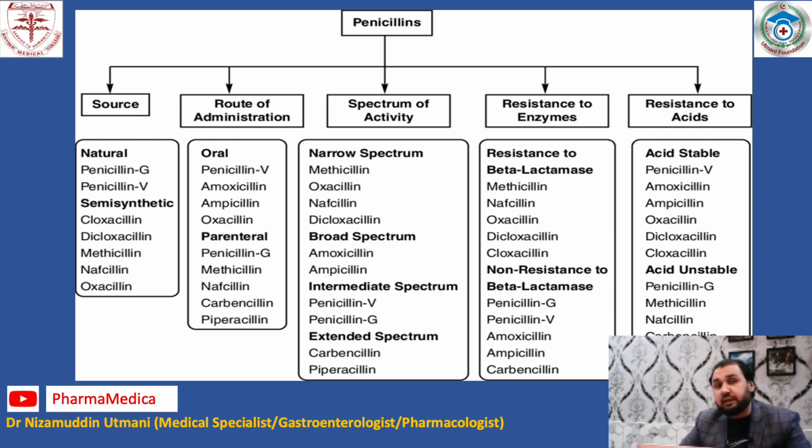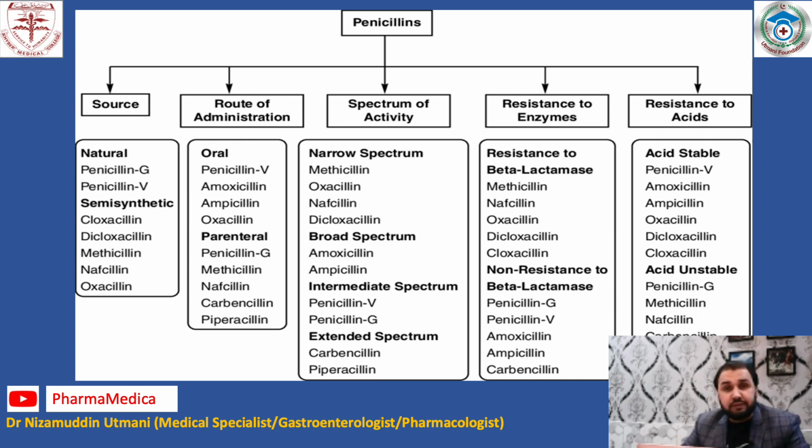In semi-synthetic we have the extended spectrum, and we have the penicillinase resistant. In penicillinase resistant, we have cloxacillin, methicillin, nafcillin, dicloxacillin, flucloxacillin. So you can use these drugs where you are suspecting bugs which are secreting more and more penicillinase enzymes. But we are just using methicillin in the lab to detect MRSA. In routine, we do not use these drugs in clinical practice commonly.